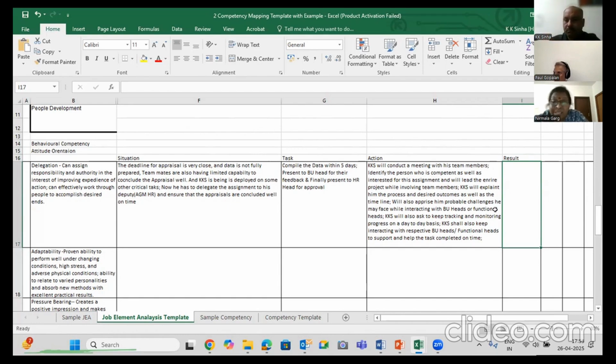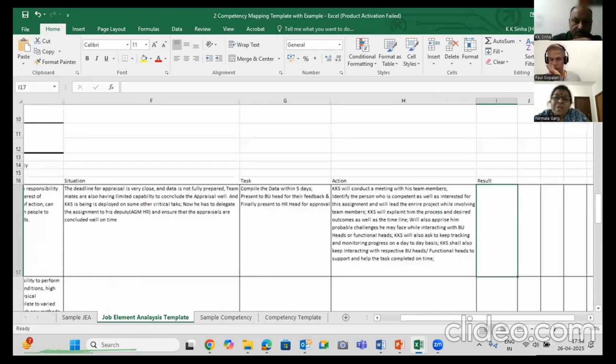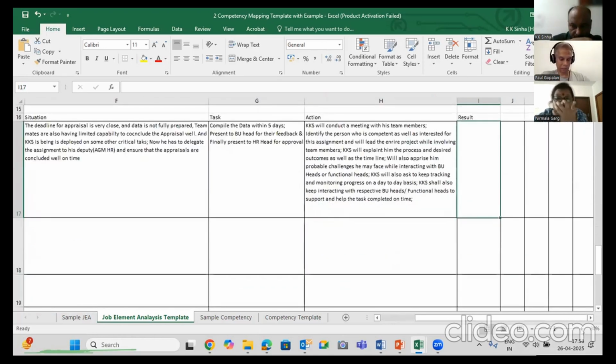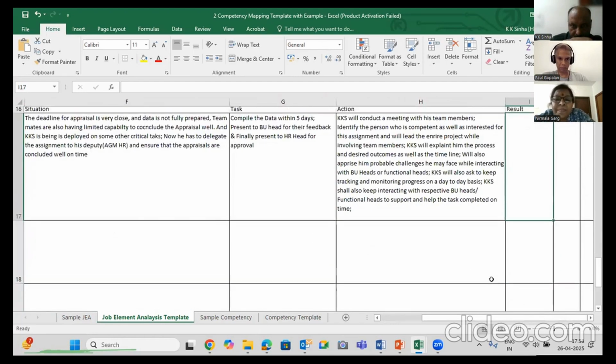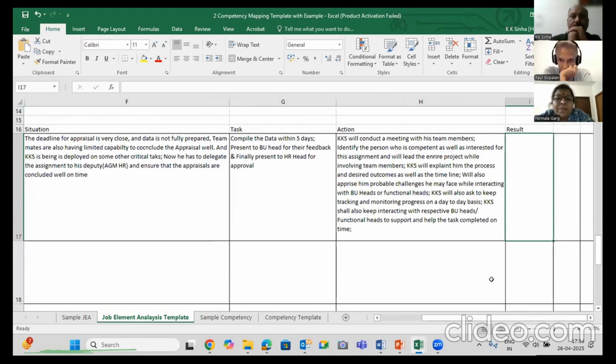Good. So let us just read the action, and I will tell you how it will be. Here we are saying it in the past because we are helping. Conducted meetings with his team members, identifying the person who is competent as well as interested for this assignment, because obviously if not interested, they won't do it, who will lead the entire project while involving the team members.